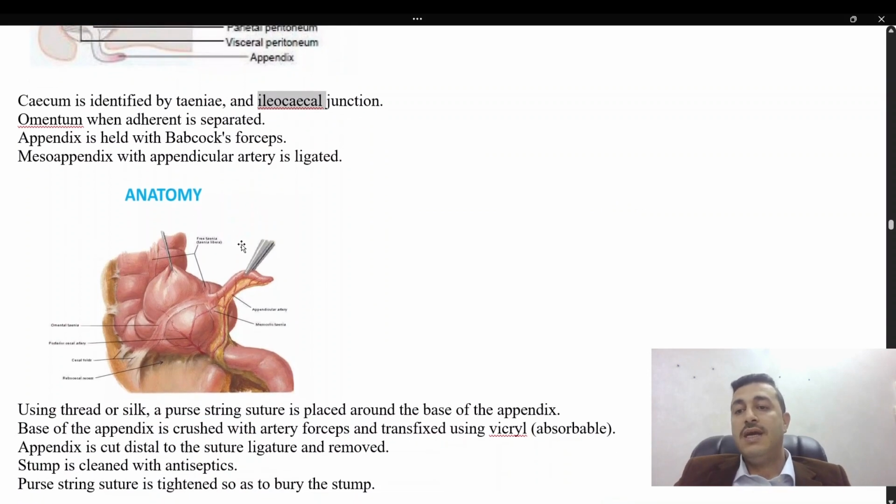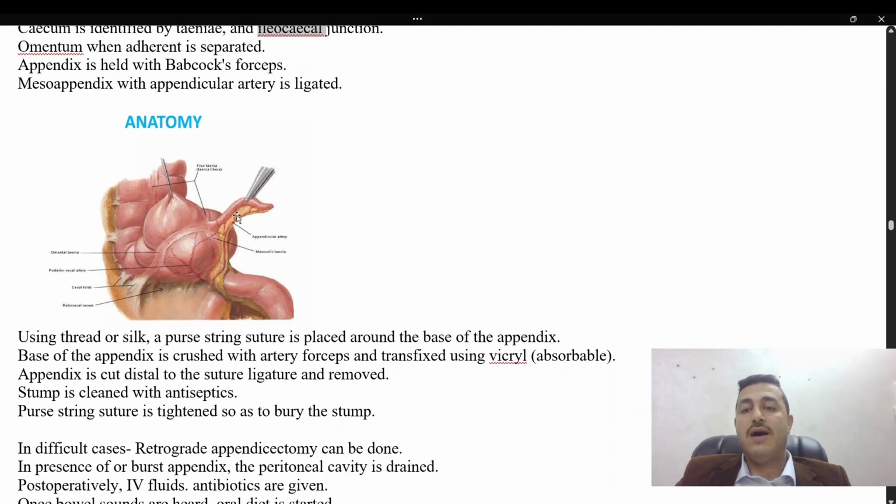Okay, if we are talking about the open approach, open appendectomy, this is how the appendix will look in an open approach. This is a Babcock, in which we hold the appendix. This is the mesoappendix, and inside it, the appendicular artery. After identification of the base, you can see here, this is the taenia, this is 1, this is 3. We found the base, we track it, and we ligate the appendicular artery.